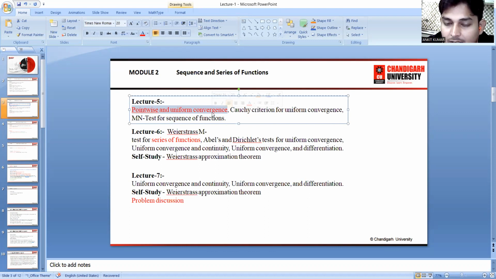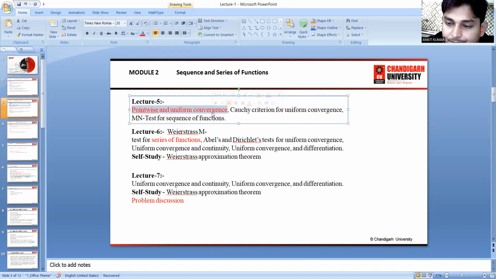So based on this concept, I will discuss pointwise and uniform convergence. If it converges at a specific point which belongs to the interval, then it is pointwise convergent. If it satisfies all the conditions of convergence, then it is called uniform.